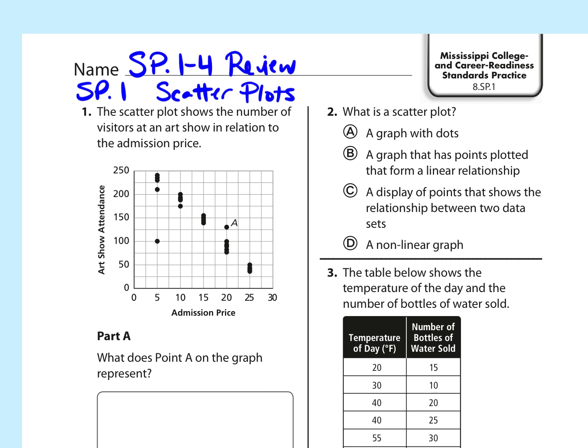We're going to start our review on statistics, which are standards SP1 through 4. SP1 through 3 will all be in this video about scatter plots. SP1 is specifically about scatter plots. So we're going to look at problem number 1.